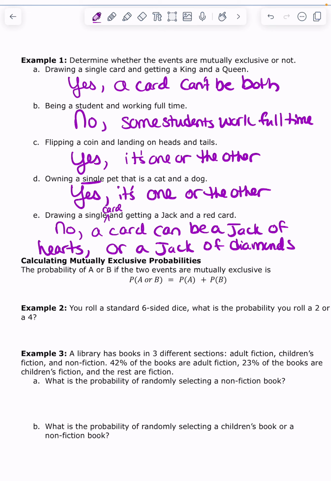So when events are mutually exclusive, then if you're asked what's the probability of this happening or this happening, you can actually use this formula to add those probabilities up, but only if they are mutually exclusive.